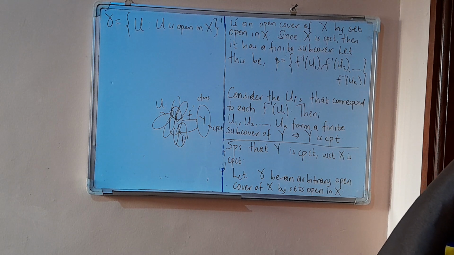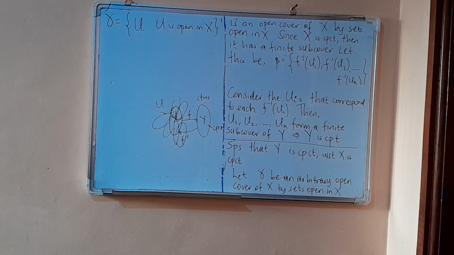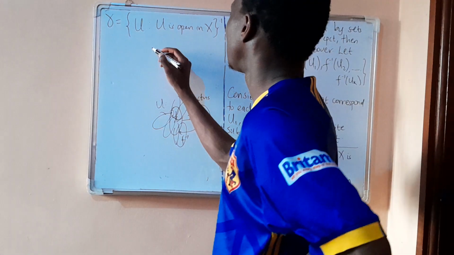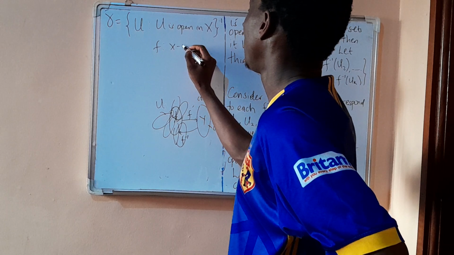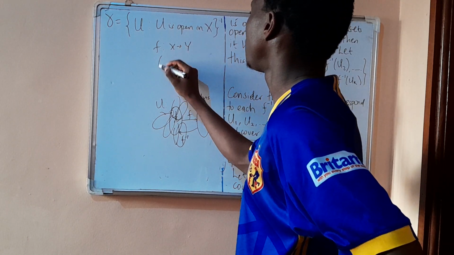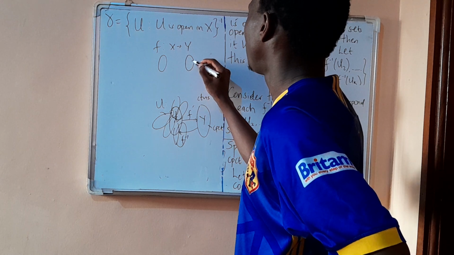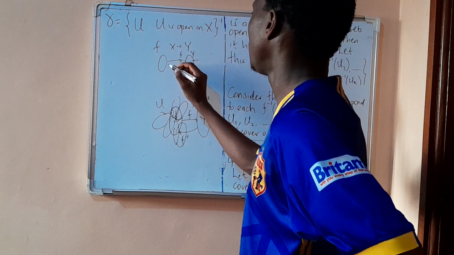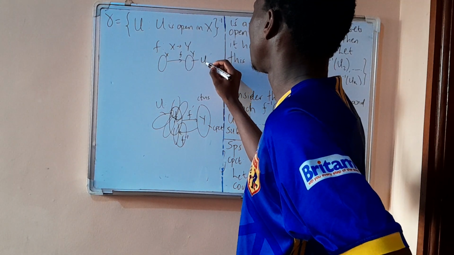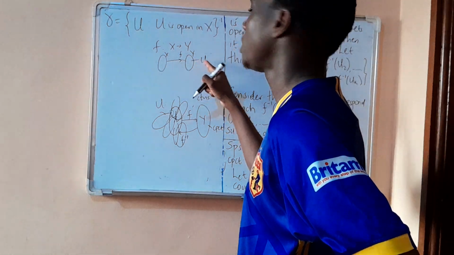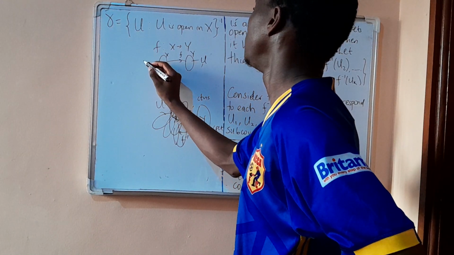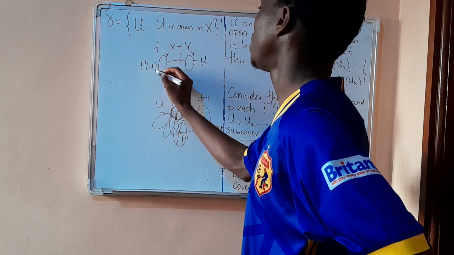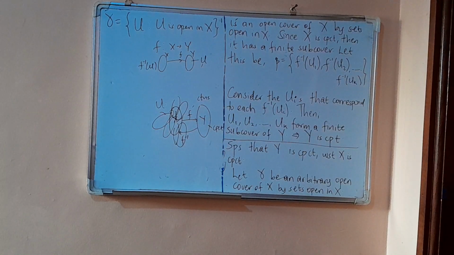Since F is continuous, I told you that a map from X to Y is continuous if for each open set U in the image, the inverse of U is an open set in X.